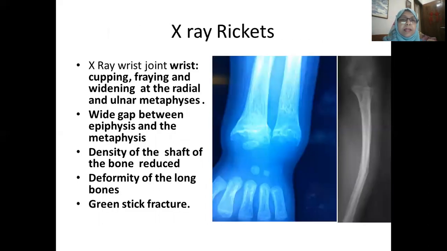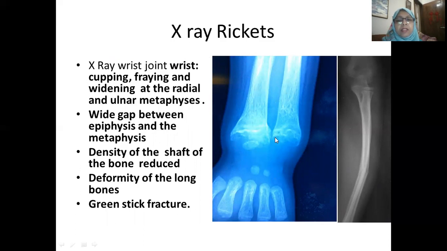The next X-ray is an X-ray of the wrist joint. Here, see the wrist joint first. The view is not mentioned here, so you don't need to mention the view. The wrist joint including the lower end of the radius, ulna, carpal, and metacarpal bones, showing cupping. This one is cupping.